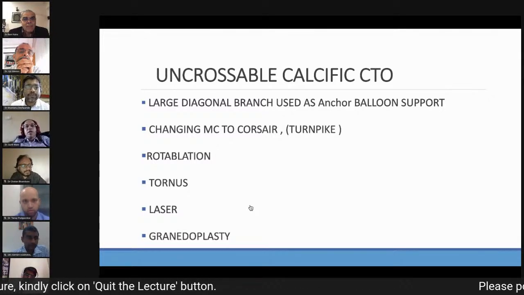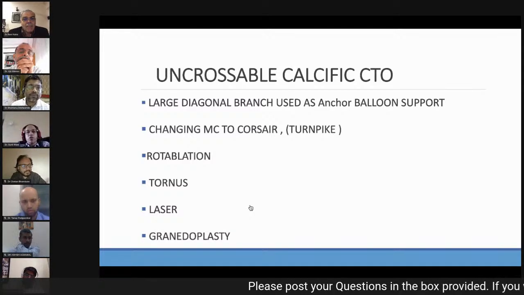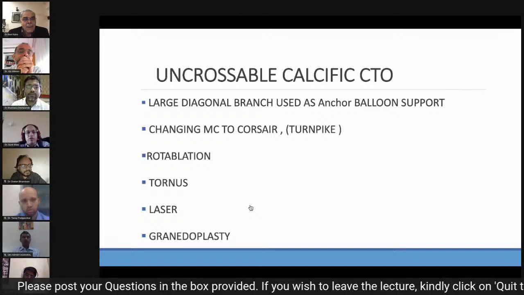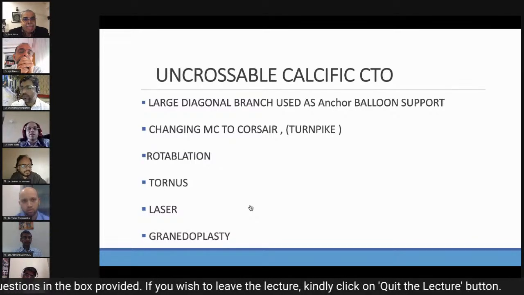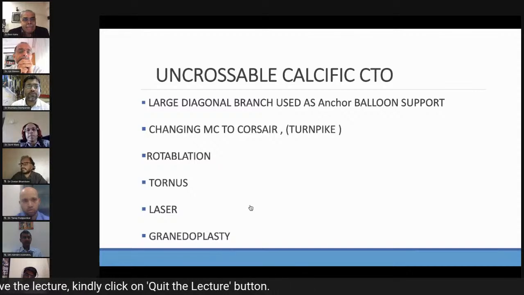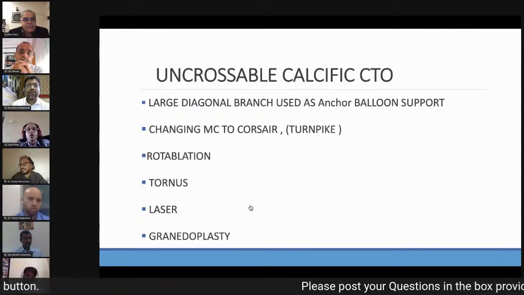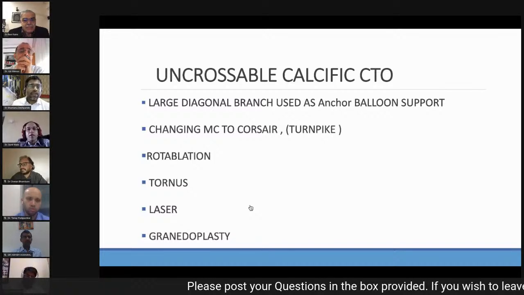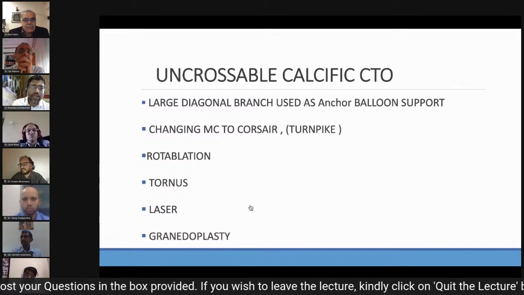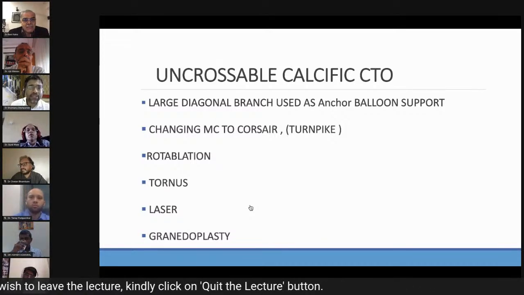And the other options that one has, I had already Tornus, but the laser, obviously, I think Sir has experience. Dr. Menon would like to comment on that. When you have a calcific lesion, yeah, you can use a laser in these conditions. But again, if you can always get a wire across and do a rotablation, that's always better. I think what helps in such a situation is improving your support. Basically, one is the anchor balloon technique. Second, you can use a Guidezilla also to push the microcatheter. Sometimes it works.